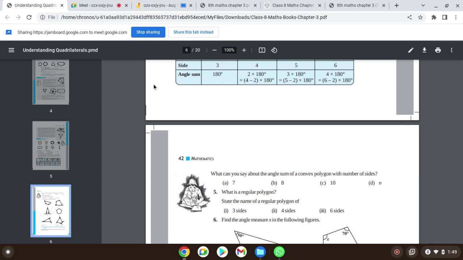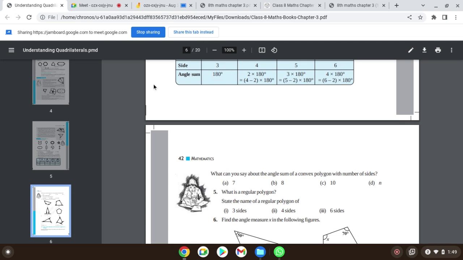Now we have to do question number 5. What is a regular polygon? State the name of a regular polygon of 3 sides, 4 sides and 6 sides. Firstly, you have to write the definition of a regular polygon. We have already done that, but you have to write it again. For example, if we have a regular polygon that has 3 sides, you have to draw it. And what is the definition of a regular polygon? The same definition.